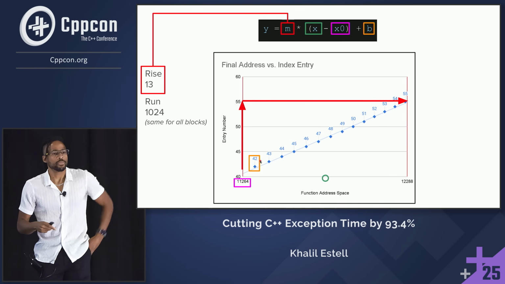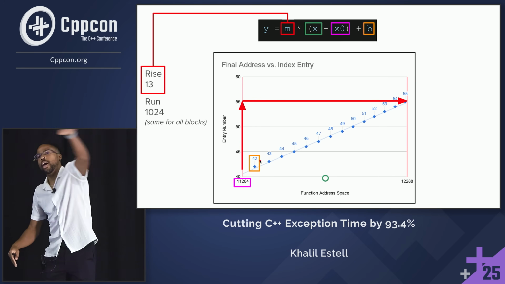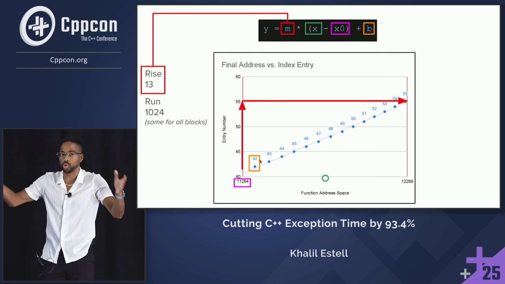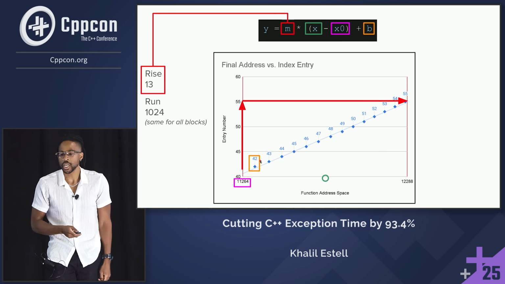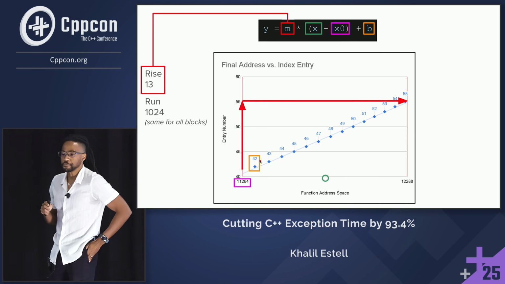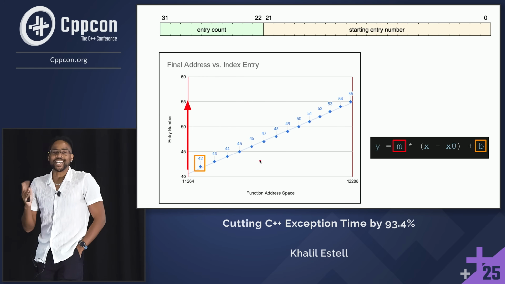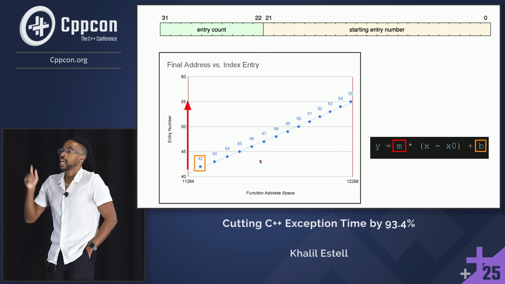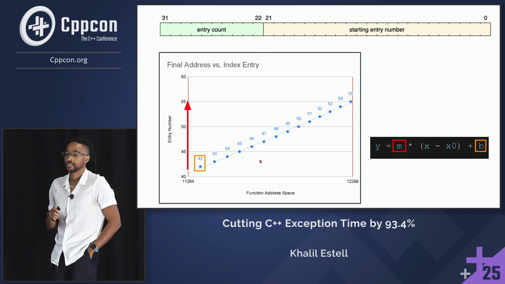And then for M, well, M is your slope, so that's rise over run. Your rise is the number of entries inside of your block, and your run is your global block size for your program. So you only need to record that once. So the only two numbers you actually need in order to approximate where all the entries are is the entry count and the starting number for that block.